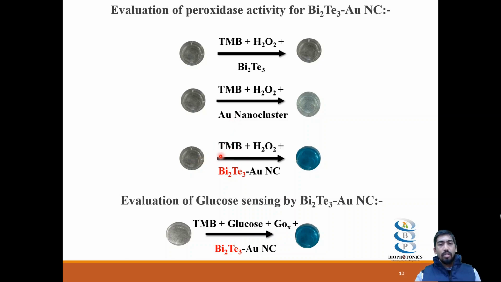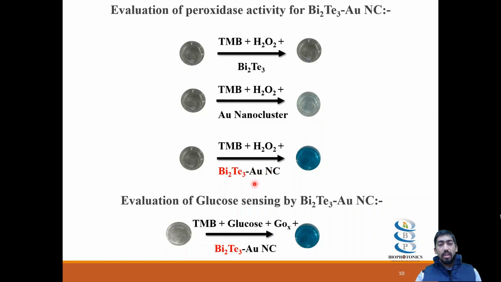So third, we use our bismuth telluride gold nanocomposites, where the color of the solution turned from colorless to blue in the presence of H2O2 and TMB, which means that the peroxidase activity can be enhanced by this kind of nanocomposite. So now we understand that H2O2 can be detected from the peroxidase activity of this nanocomposite.